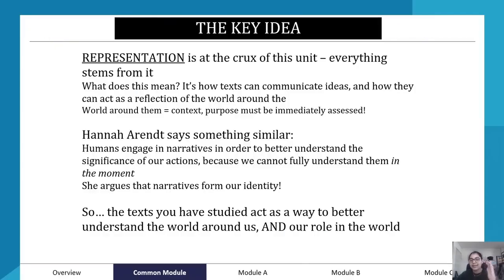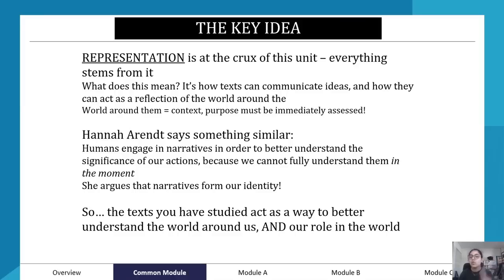So remember, the key word in this unit is representation. It is at the crux of everything. This unit is all about understanding that the aim of your text is to represent something. It is to bring to light an idea, to bring to light experiences, and reflect particular lives and cultures. And so representation is the key to this unit.